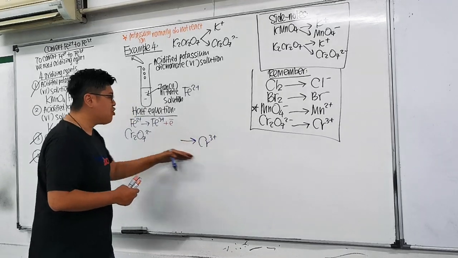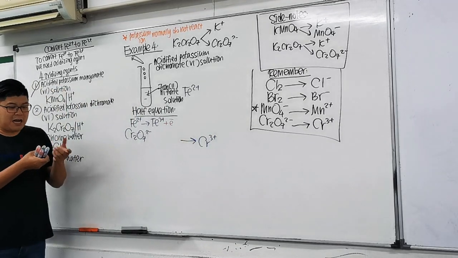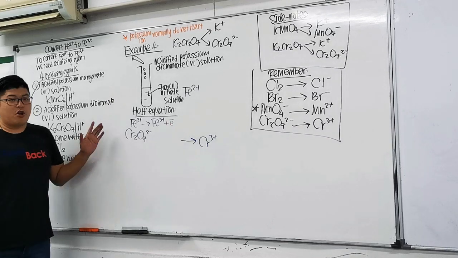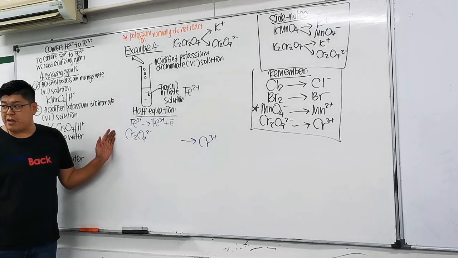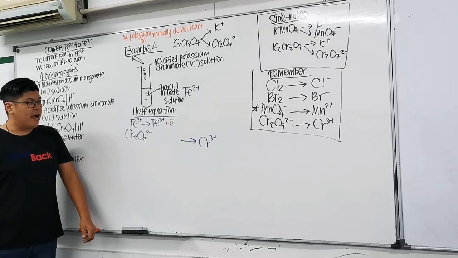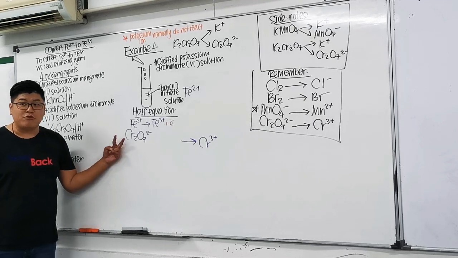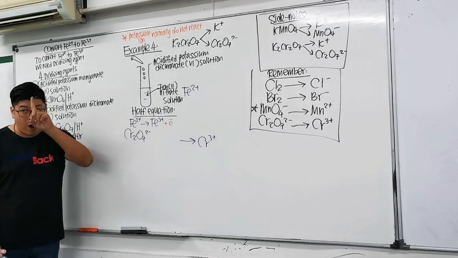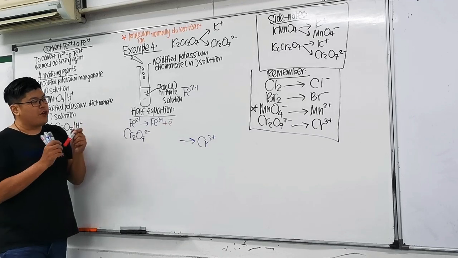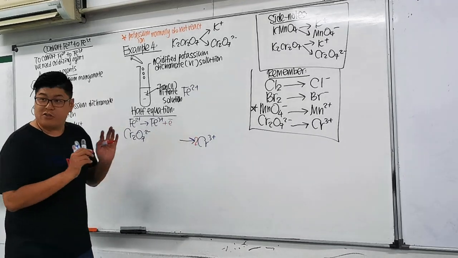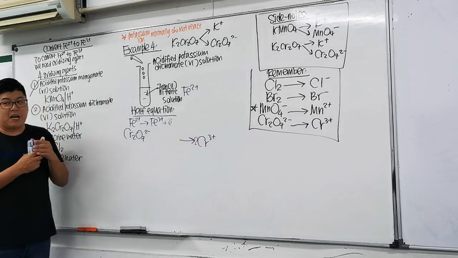Now let's finish off this equation all together. How to finish this equation? Normally, when we have an equation, we must make it balanced. Everyone, how many chromium do we have on the left? 2. How many chromium on the right? 1. So it's imbalanced, isn't it? So we should put a 2 here to make it balanced. So the chromium is perfectly balanced now.